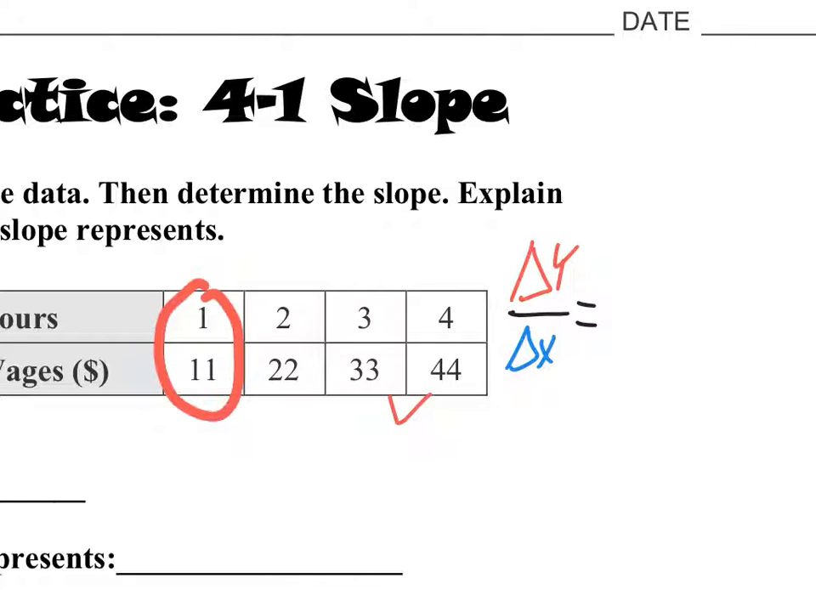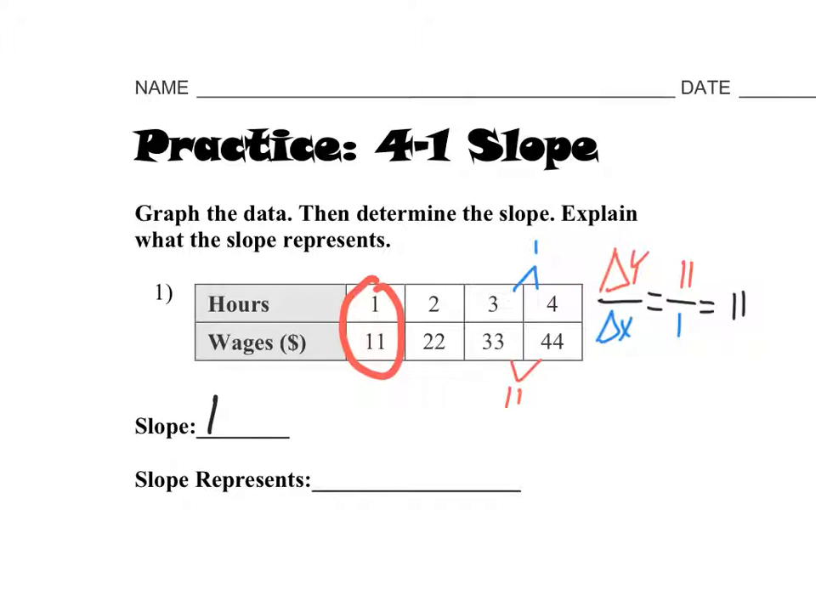So here's our change of y right here. We changed by 11. Here we changed by 1. So our slope is 11 over 1, which there's nothing wrong with that, but I want to simplify it to just 11. So our slope is 11, and because we are doing change of y over the change of x, we are going to be talking about dollars per hour.